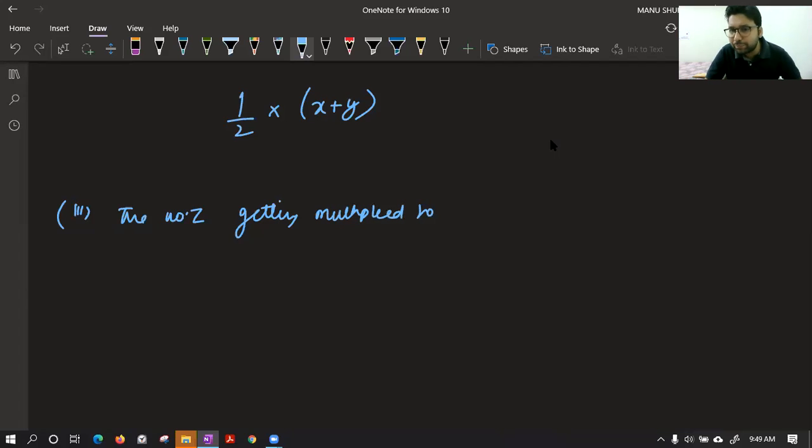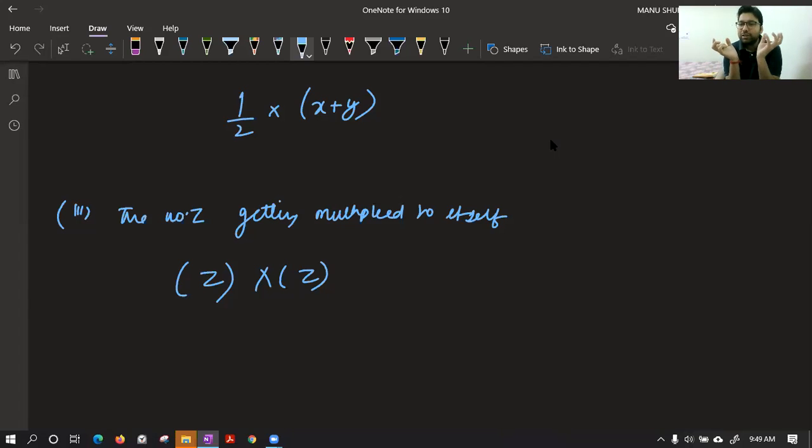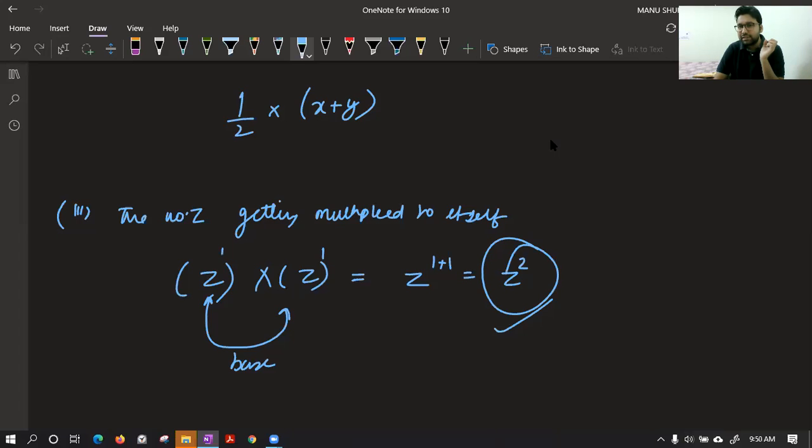What we have learned in exponents and power. Ekta, you are not adding them. You are multiplying them, beta. Please see. Number z is getting multiplied to itself. What does it mean? We have learned in the chapter exponents and power. When the same base is getting multiplied, what we do? The bases are same. Try to see. The power is 1. It becomes z power 1 plus 1, which is equal to z power 2. That is the answer. Why many of you are saying 2z?